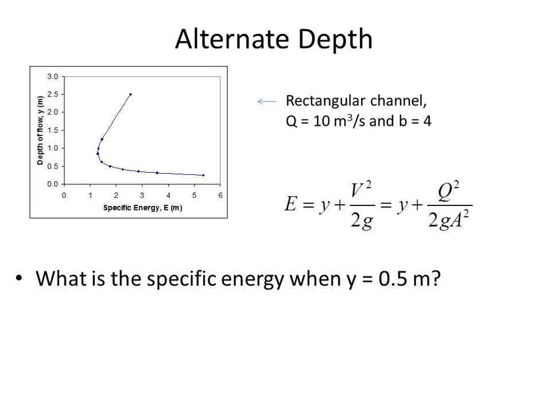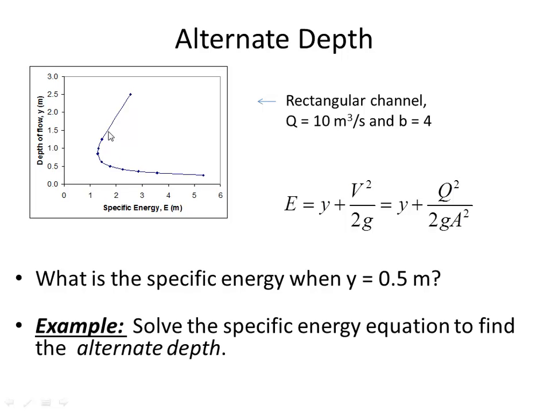And so there is some other depth that has that same energy level. So 1.77, we're talking about, here is the energy, 1.77. The depth is 0.5. There's this other depth up here that has the same energy level. And so we're going to try and calculate what is the alternate depth. We can solve the specific energy equation.